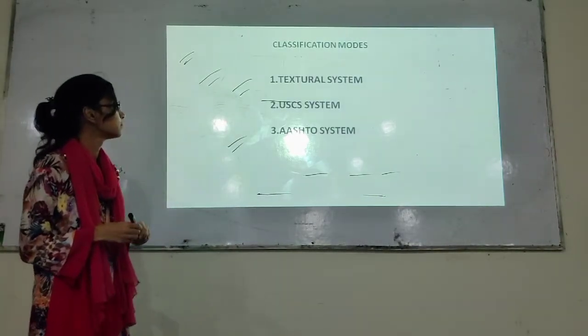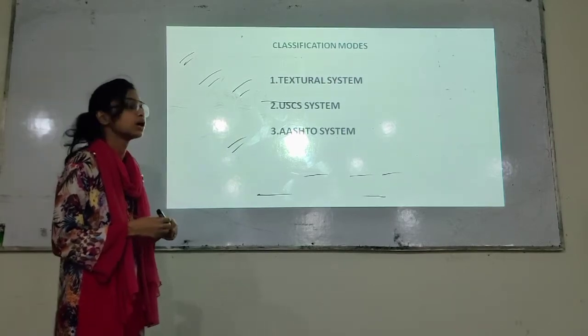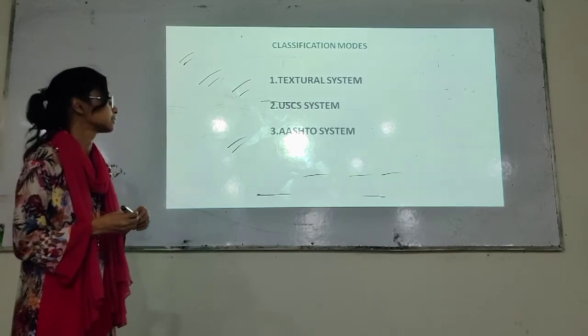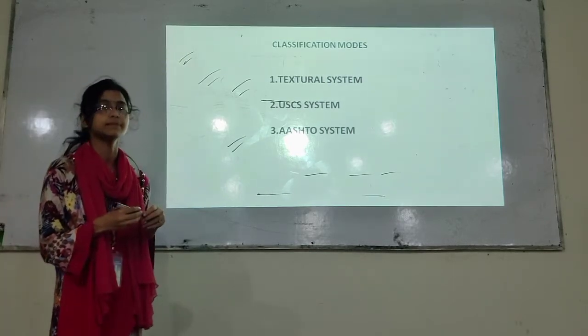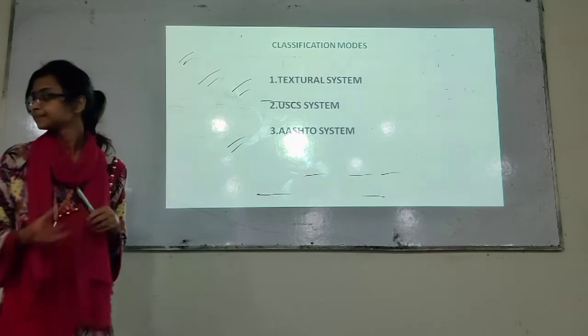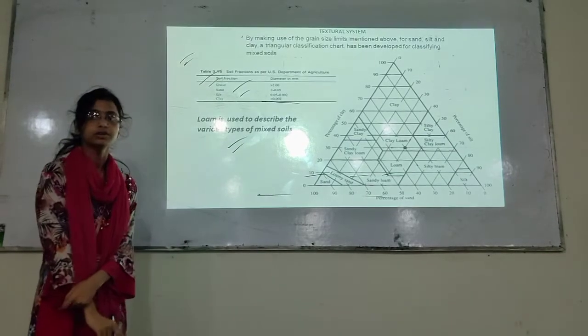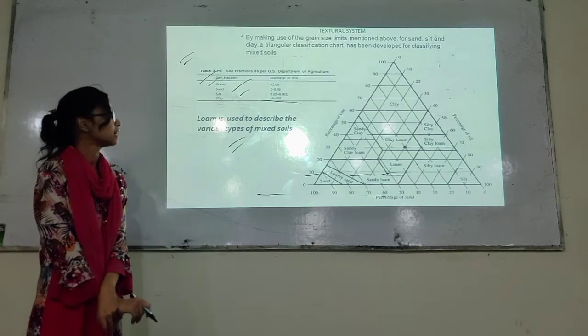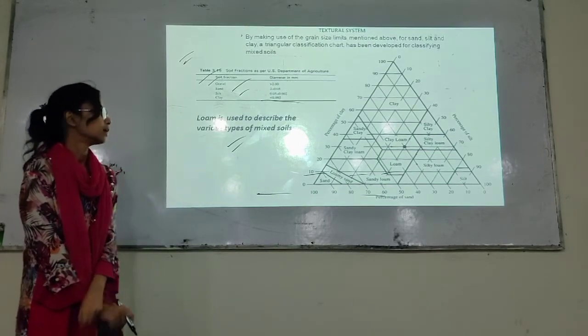Now I am going to present classification modes. Soil classification has basically three types. First one is the textural system, second one is the USCS system, third one is the AASHTO system. In our previous session, we already learned that there are three types of soil classification. Now I am going to present the first type, the textural system, briefly.